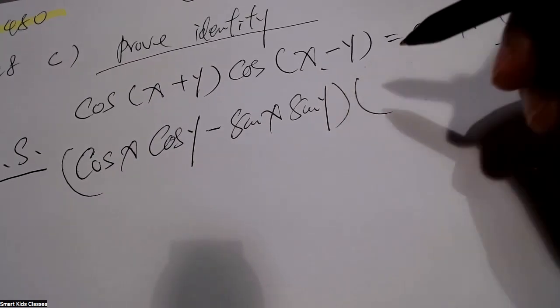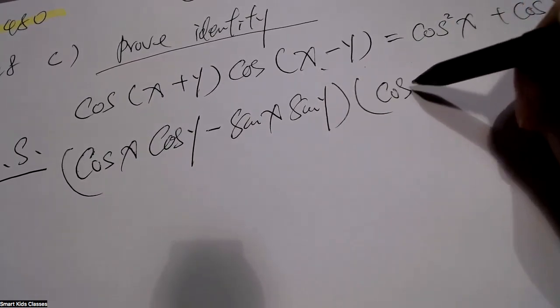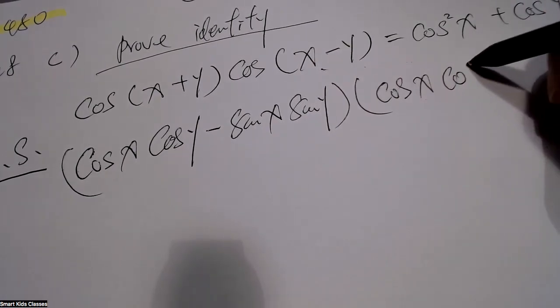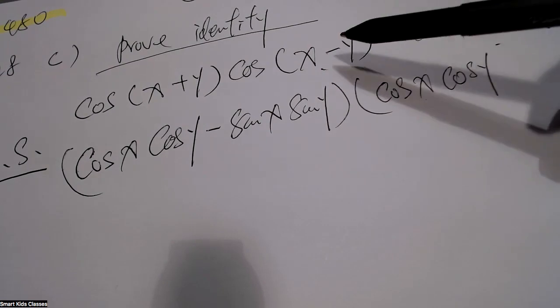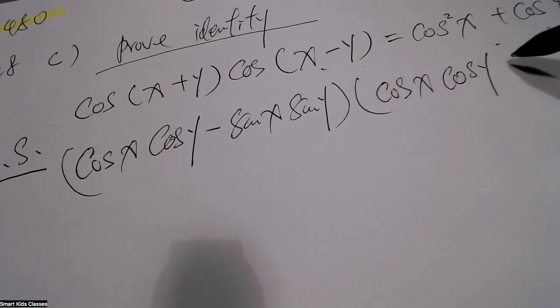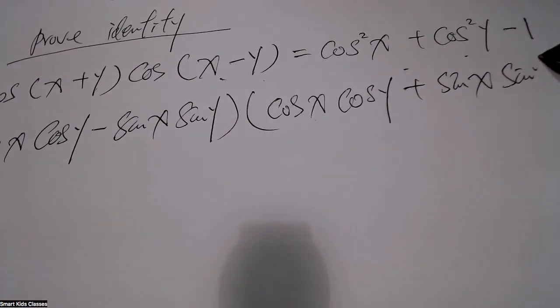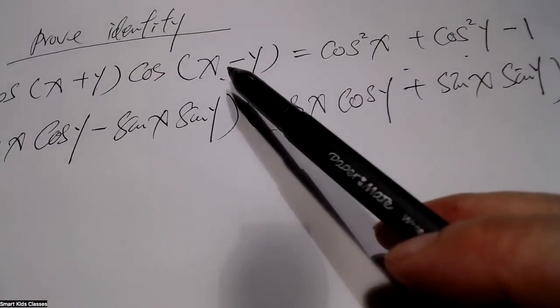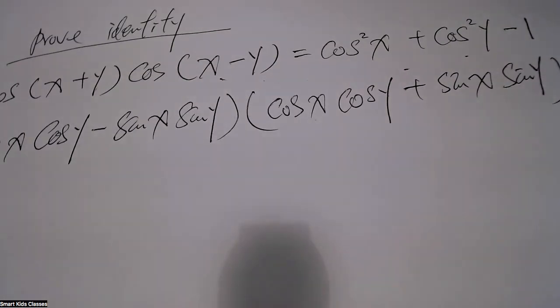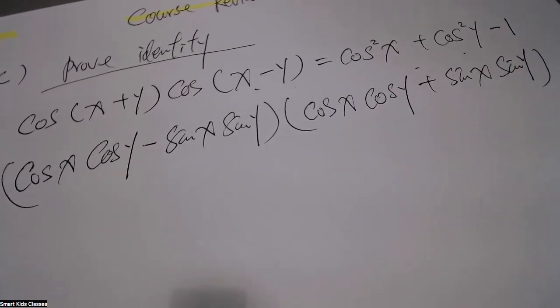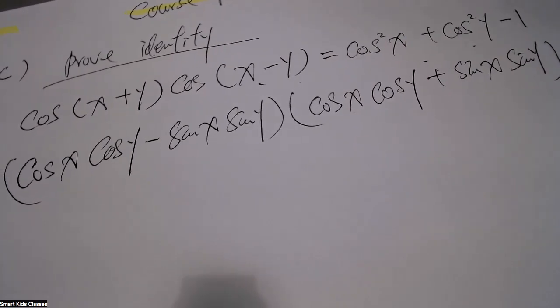The second bracket is cosine x cosine y, and the minus is a plus: plus sine x and sine y. So we finish the second bracket. Now, what are we going to do? We're going to do distribution and then simplify.